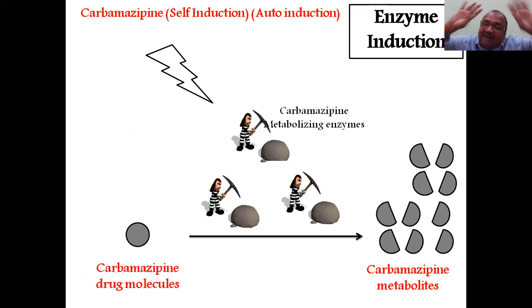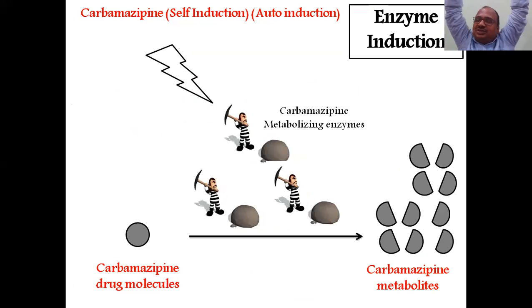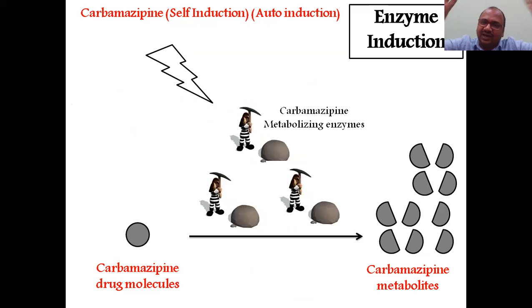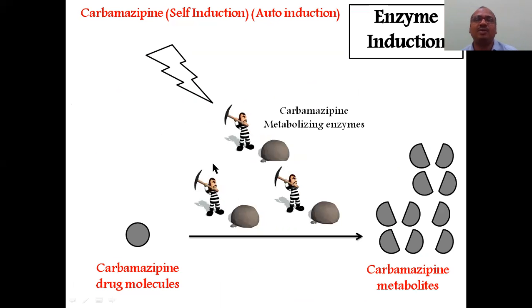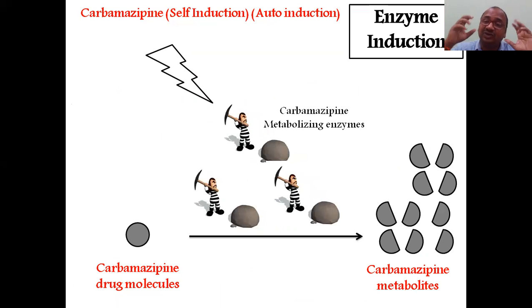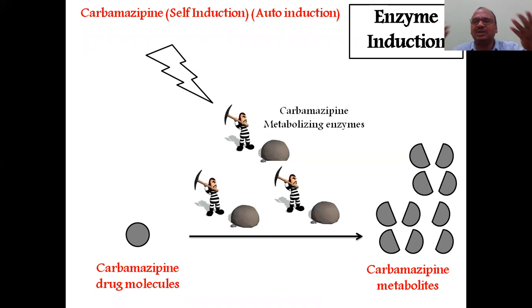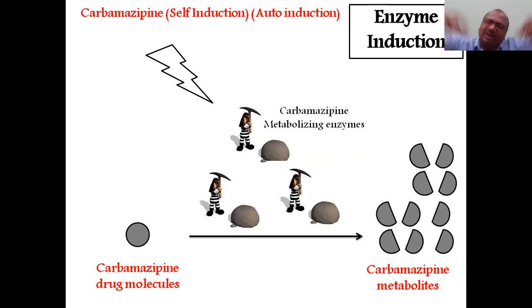Carbamazepine itself increases its own enzymes, just like self-suicide, a self-goal. That is one of the biggest problems of carbamazepine. It is very important also. If you are taking carbamazepine, that's why we take a high dose. Actually a very low dose is required, but we take more. Why? Because carbamazepine increases its own metabolizing enzyme.